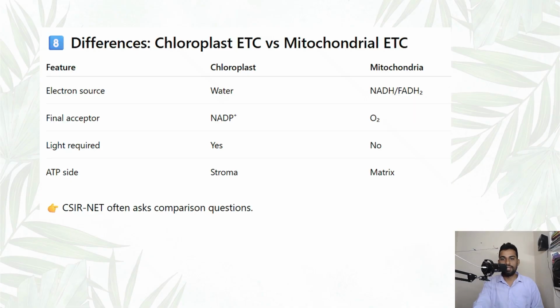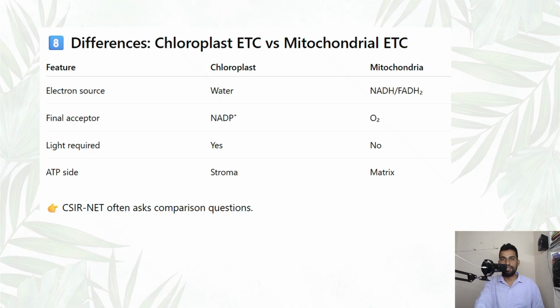Here we are not studying mitochondria etc., but let us see the differences. What is the electron source in the chloroplast? Water. Okay, in mitochondria it is NADH and FADH2. What is the final acceptor here? NADP plus. It accepts protons, and it also consumes electrons. Okay, here it is oxygen. Do we need light here? Yes, we need light here. We do not need light here because it is respiration.